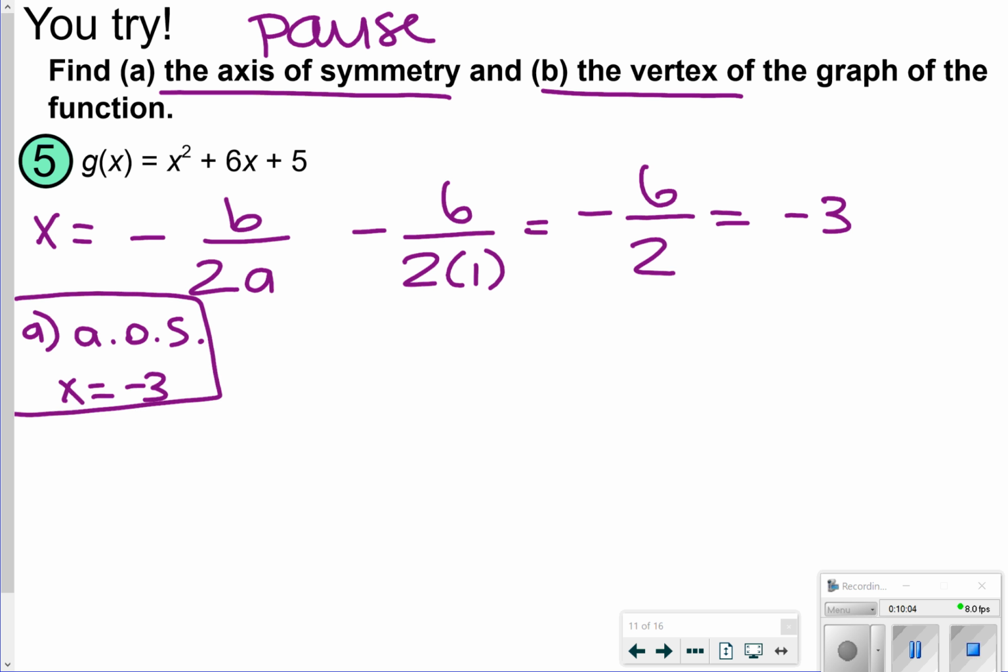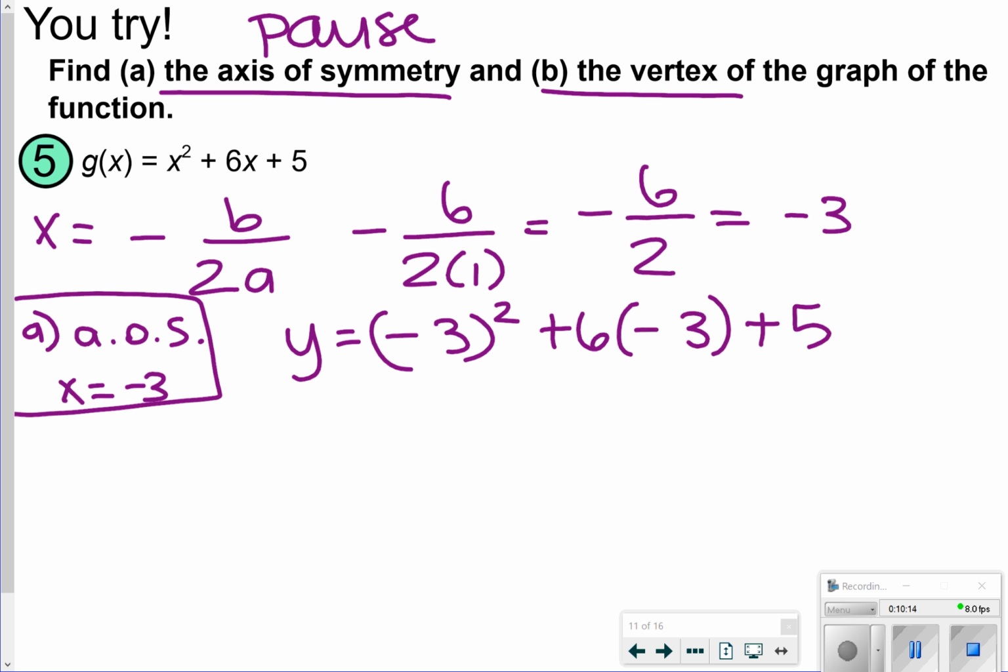For the vertex, I'm going to plug that negative 3 back into my problem to get my y value. So negative 3 squared plus 6 times negative 3 plus 5 is going to give me that y value. So I'll have 9 minus 18 plus 5, and that is going to give me negative 4. So my vertex would be (negative 3, negative 4).